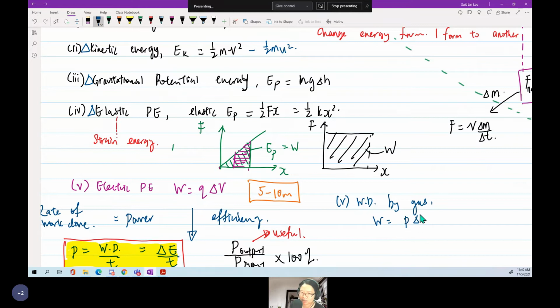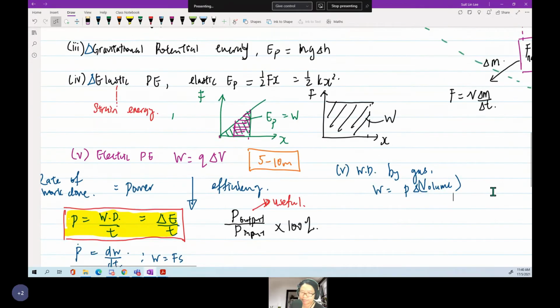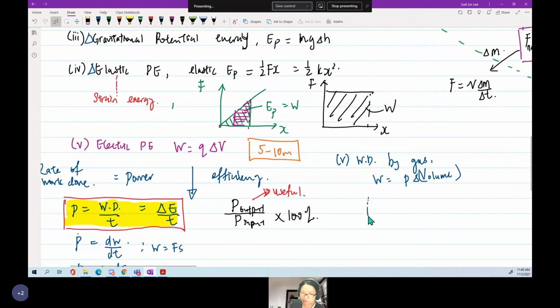As a footnote right here, work done by gas: W is P delta V, volume. If you did A2 already, you will know what is going on, but if you don't yet, or you forgot your A2 because you were studying for your AS, this one is the piston question. You got some gas inside. Then if we compress the gas, this one came out in paper 2 before, but very level 1 stuff. No big deal.